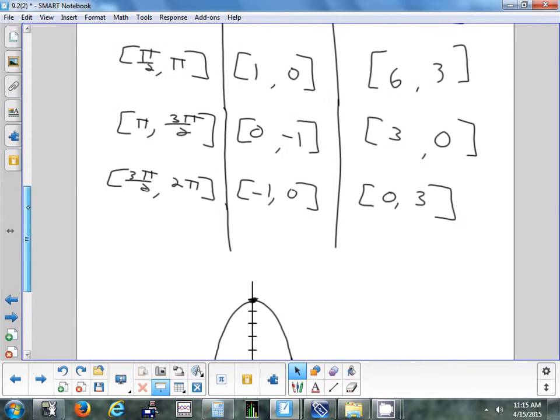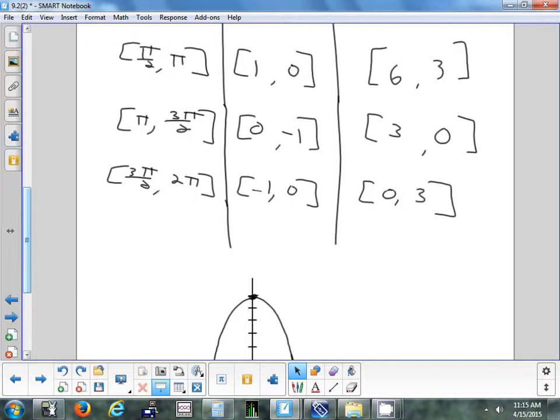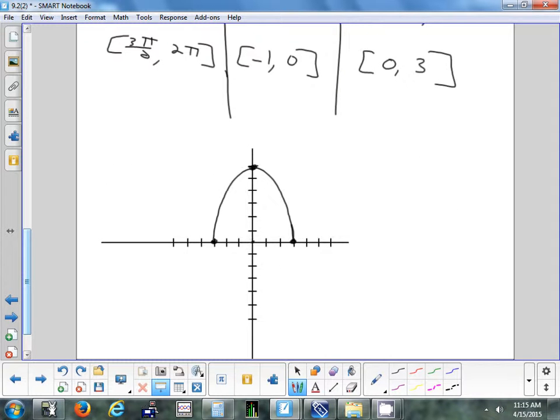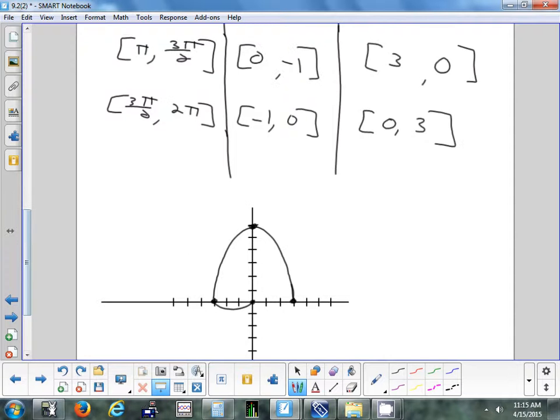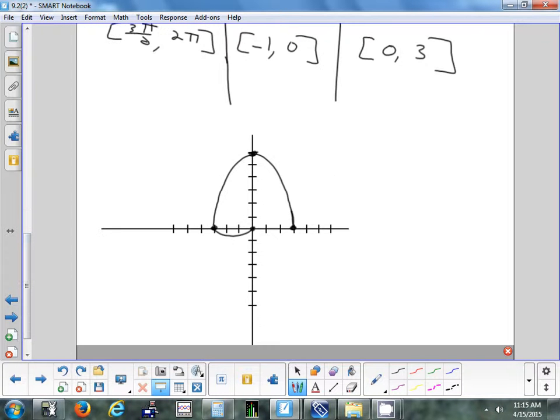Okay, next part. As we go from pi to 3 pi over 2, my radius is going from 3 to 0. So it's going to start at 3, it's going to end at 0, and as I head towards 270, it's going to head right in towards the origin. Okay, and as I go from 270, or 3 pi over 2, to 2 pi, my radius is going to expand back out to 3. Right, so as you start heading back around, your radius gets larger again.